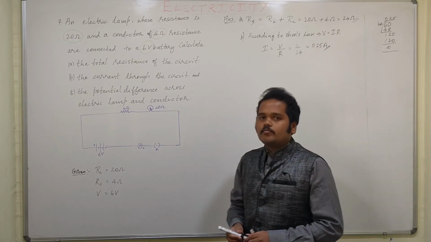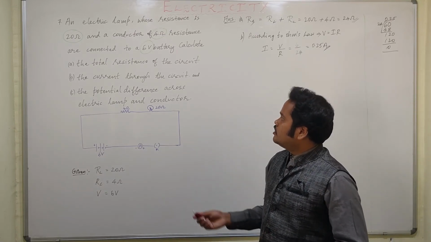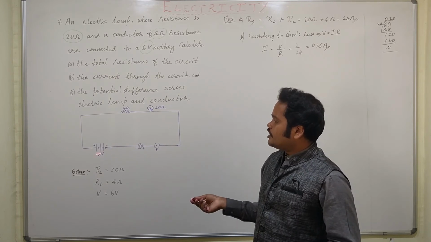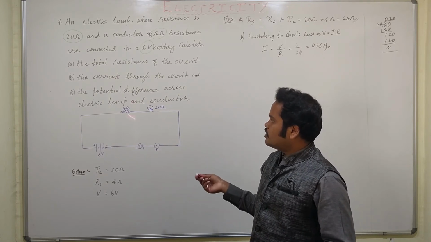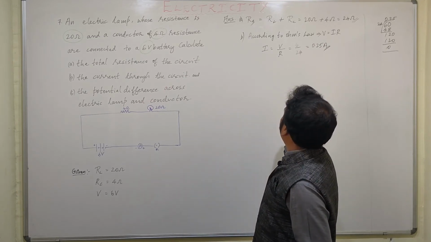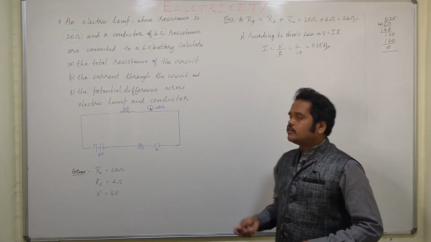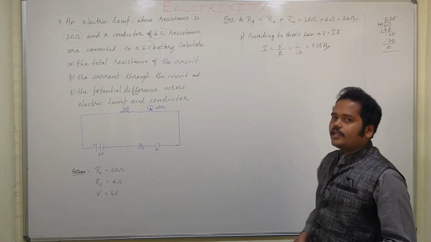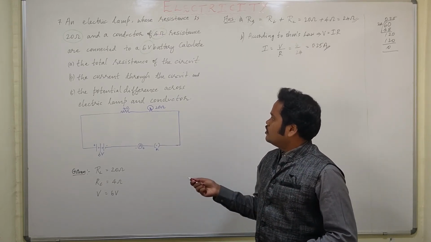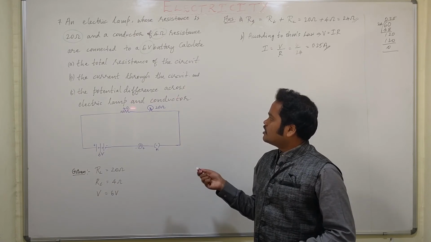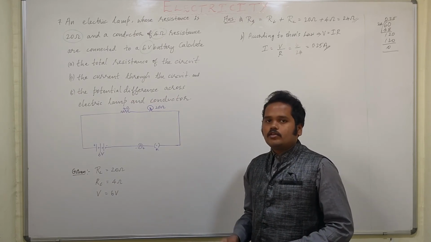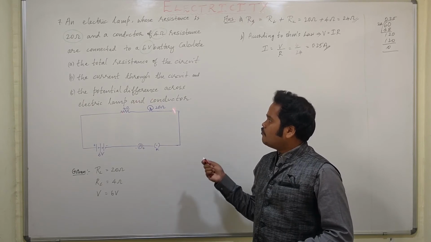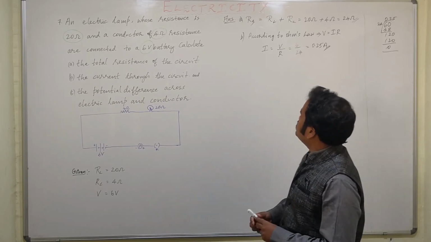So this is the B answer. What was the question? The current through the circuit. So for the current throughout the entire circuit, we need the voltage, which is 6 volt, and the total resistance, which you have calculated, 24. 6 divided by 24. If we do the division, we get 0.25 ampere. Now, the potential difference across the electric lamp and the conductor. So we also have to find out the potential difference across the lamp and the conductor. So two different things, it splits up.